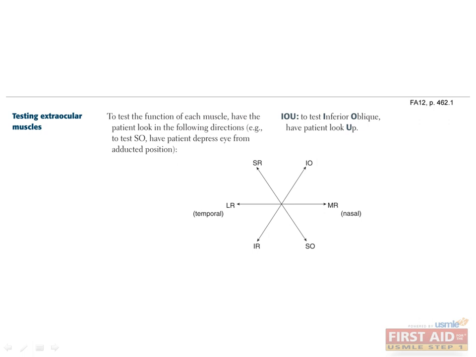How do you test for these muscles? One option is to have the patient's eyes follow your finger as you make an H. The inferior oblique is isolated when the eye is looking nasally and up. The superior oblique is isolated when looking nasally and down. The medial rectus is best tested when looking nasally, and lateral rectus best tested when looking temporally. The superior rectus is isolated when looking up, and the inferior rectus when looking down.